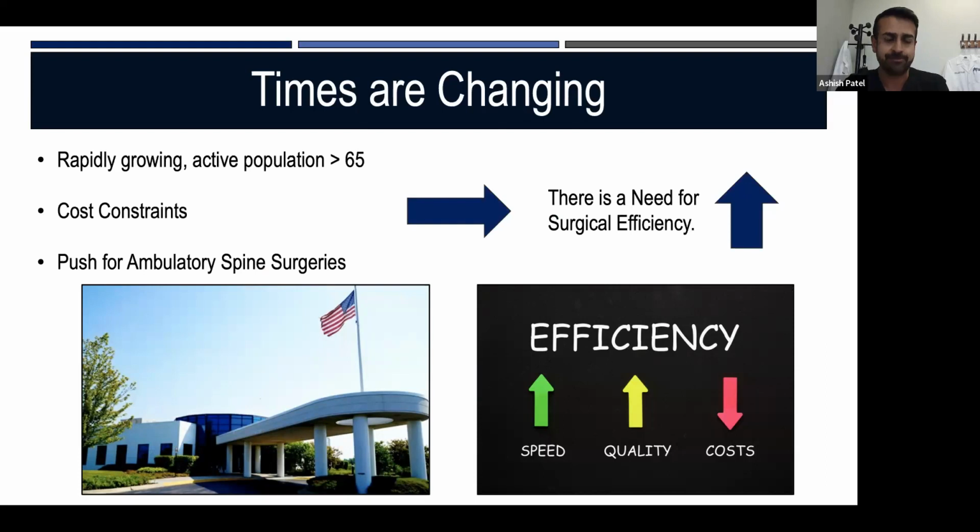And times are truly changing. We've got this rapidly growing active population greater than 65 with bone health issues, sarcopenia, and comorbidities. We've got cost constraints from the payers and the hospital systems to reduce cost. And then we've got a movement to perform single and double level degenerative surgery, including lumbar fusions, from the hospital setting to the ambulatory surgery setting. So we're asked to do more with less. And so there's this real need for surgical efficiency.